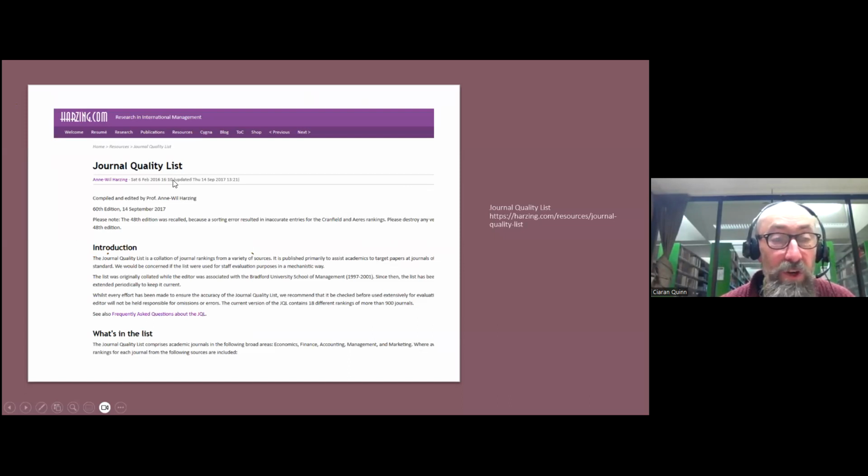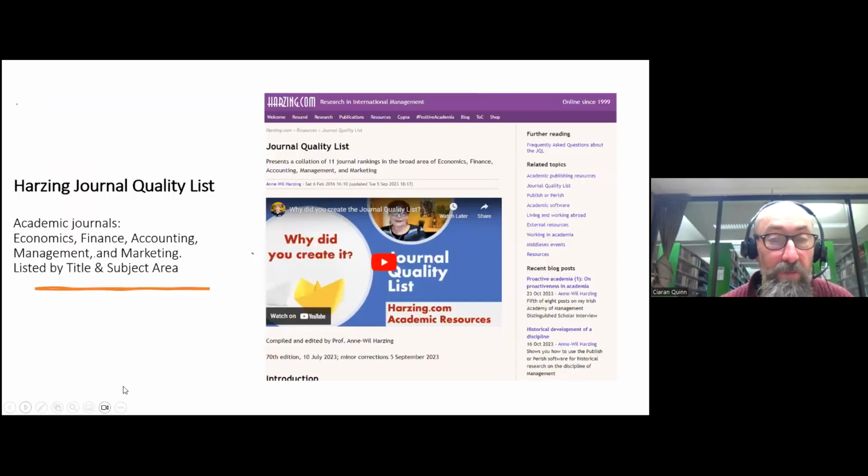This is the Harzing Journal Quality List that I mentioned. Looks a bit like that. And again, you can click into that and look at their listing of journal qualities, a bit more detail. And they focus mainly on economics, finance, accounting, management, and marketing. And again, they're listed by title and subject areas. That's the Harzing one that you can go into. And as I mentioned, there's software you can download with them as well that will actually analyze Google Scholar data for you.